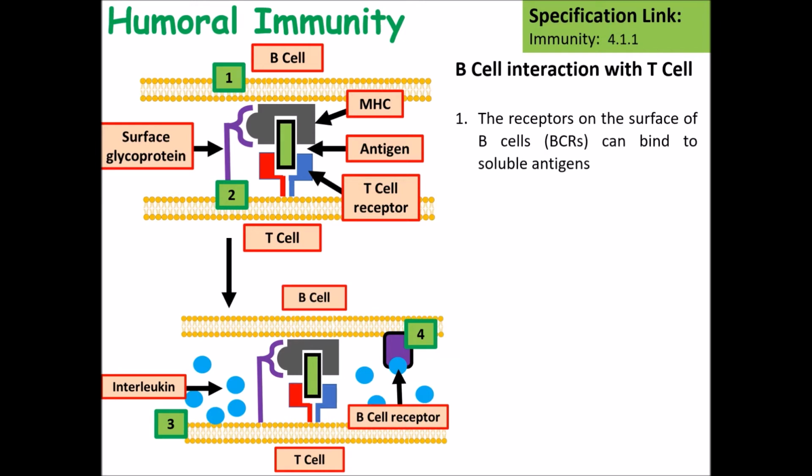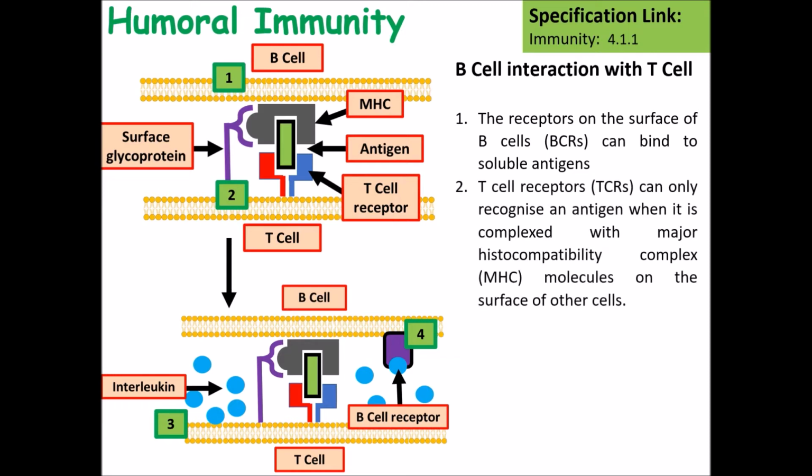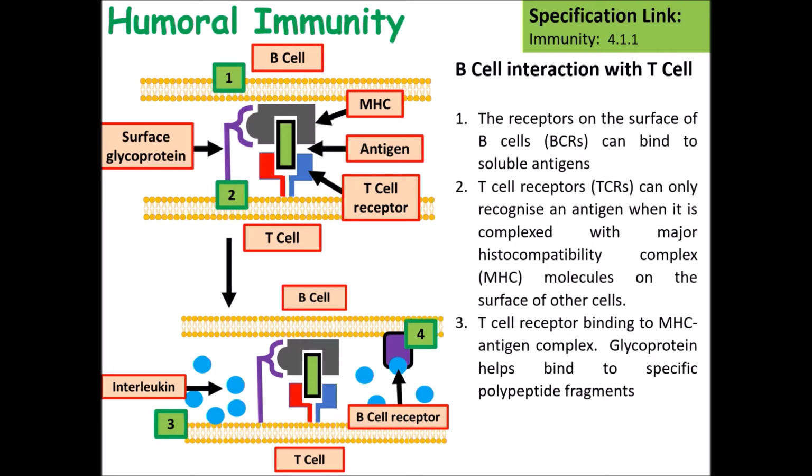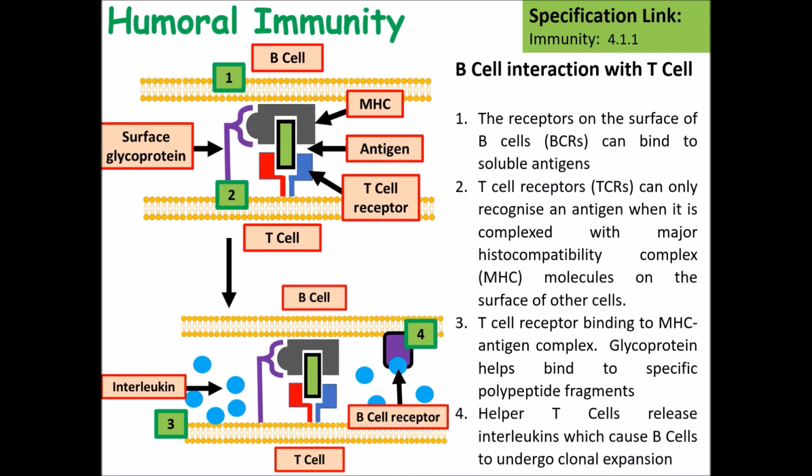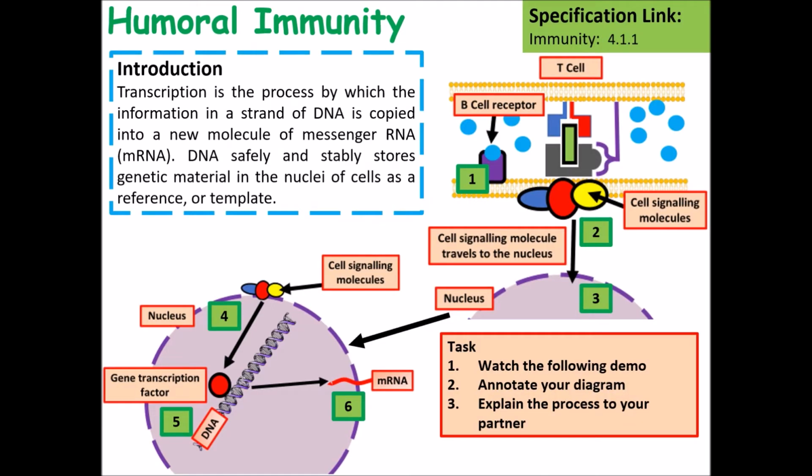When we think about this interaction, we start off with the receptors on the surface of the B cells binding to that antigen. The T cell receptors can only recognize an antigen when it is complexed with a major histocompatibility complex. So the T cell receptor binding to the major histocompatibility complex is then involved. Another glycoprotein will then bind to it to form a very specific bond, and it will only bind to other polypeptide fragments. So the helper T cell then releases interleukins which cause B cells to undergo clonal expansion. This is where they replicate themselves.